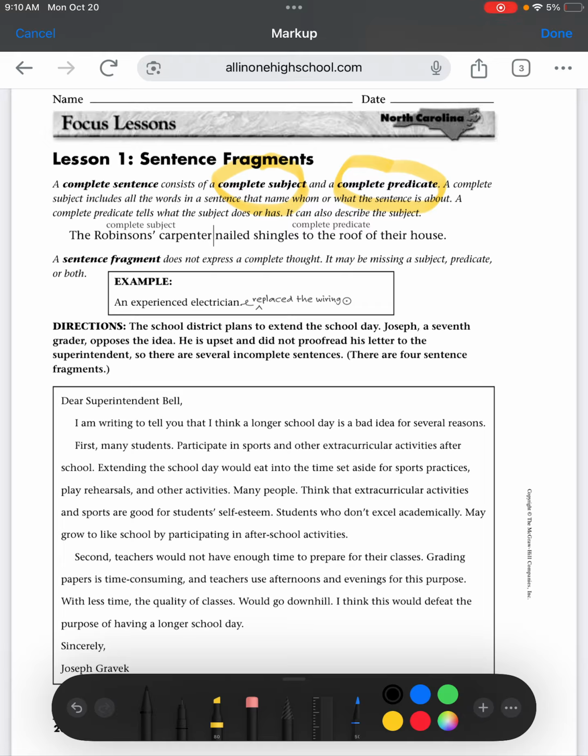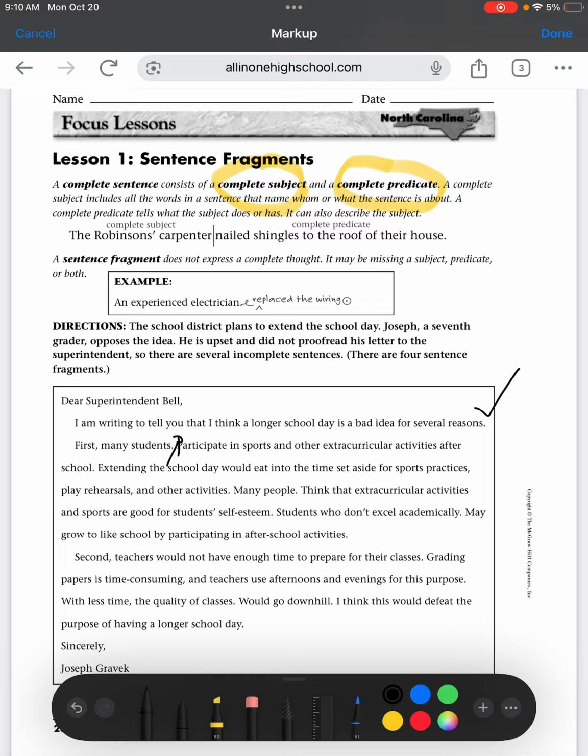Dear Superintendent Bell, I am writing to tell you that I think a longer school day is a bad idea for several reasons. That one sounds pretty good to me. First, many students. Many students what? We don't have our predicate here. So perhaps we can remove this period. We can make this a lowercase p, and let's see if that completes the thought.